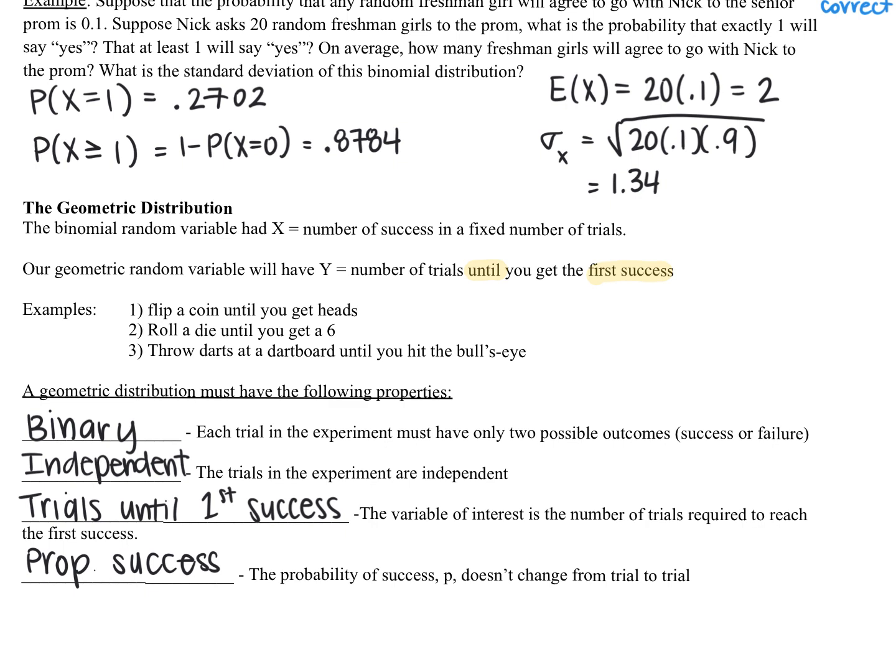So 3 of the 4 conditions are the same. Has to be binary, only 2 options. You have to make sure each trial is independent. The probability of success has to remain the same. So those 3 are the same, but instead of having a fixed number of trials, you now have a number of trials until the first success.